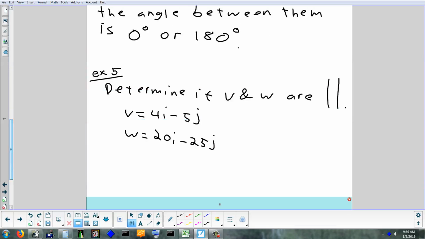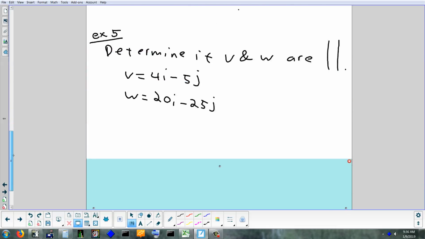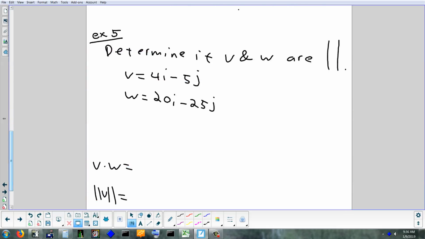Okay, so let's try this and see if the vectors come out parallel. We kind of got to go through the whole thing. You got to do the dot product, you got to do the magnitudes, you got to do the whole problem. Unless the dot product comes out 0, because then we know they're perpendicular, and they can't be parallel. Then we can stop. So dot product, 4 times 20 plus -5 times -25. That's 125. So my dot product is how much? 205.